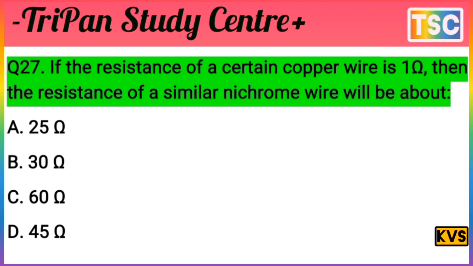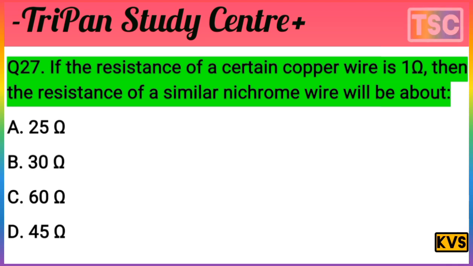Let's see the answer for this question. The statement is important here: 60 ohm. Option C is the correct answer. Why 60 ohm? The question may be on your mind. The copper wire is 1 ohm, and a similar nichrome wire will be about 60 ohm. Why? That's an important thought.